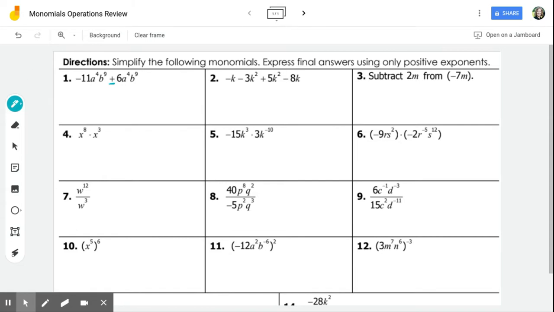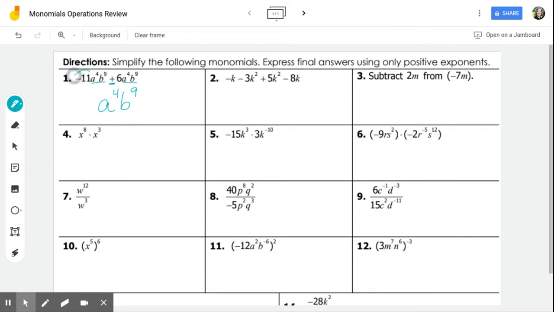Remember my rule. When I am adding or subtracting monomials, you must have like terms. And then we can combine like terms. Like terms have the same variables raised to the same powers. So our terms that are alike are a to the 4th, b to the 9th.